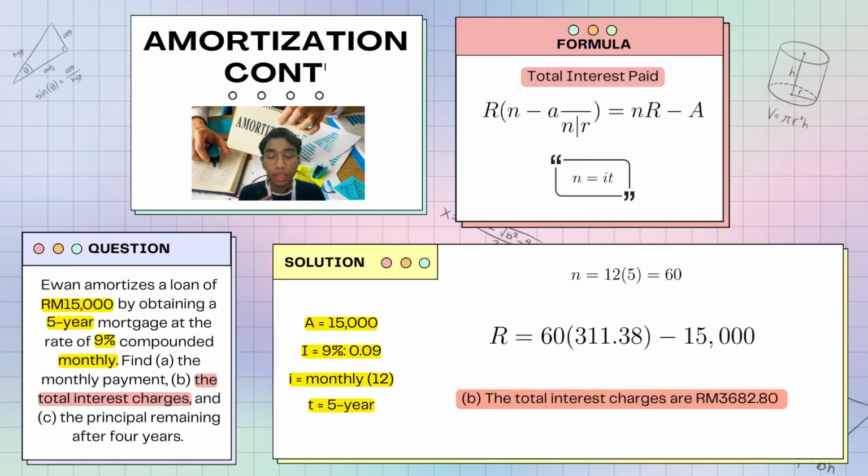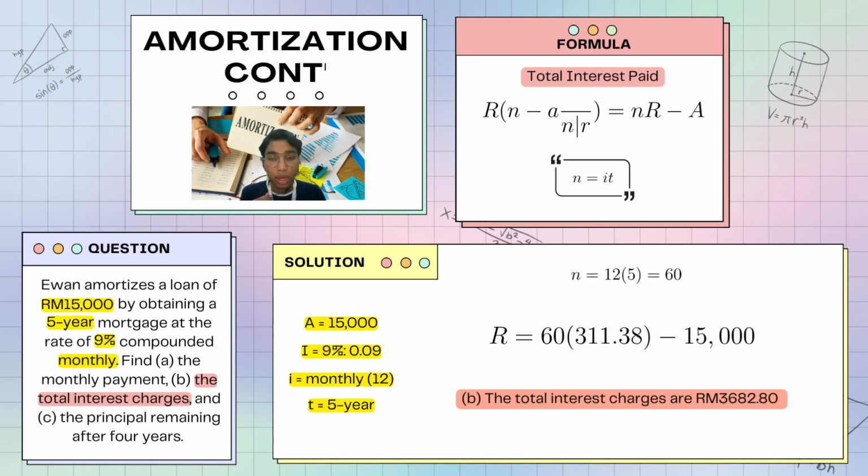Alright, we are still on the same question, but in the second condition, which is how to find the total interest charge. To find the total interest charge, the formula is n times R minus A. To find n, we multiply lowercase i, the compounding frequency, by t, the term in years. So we get n equal to 60. So just substitute it into the formula.